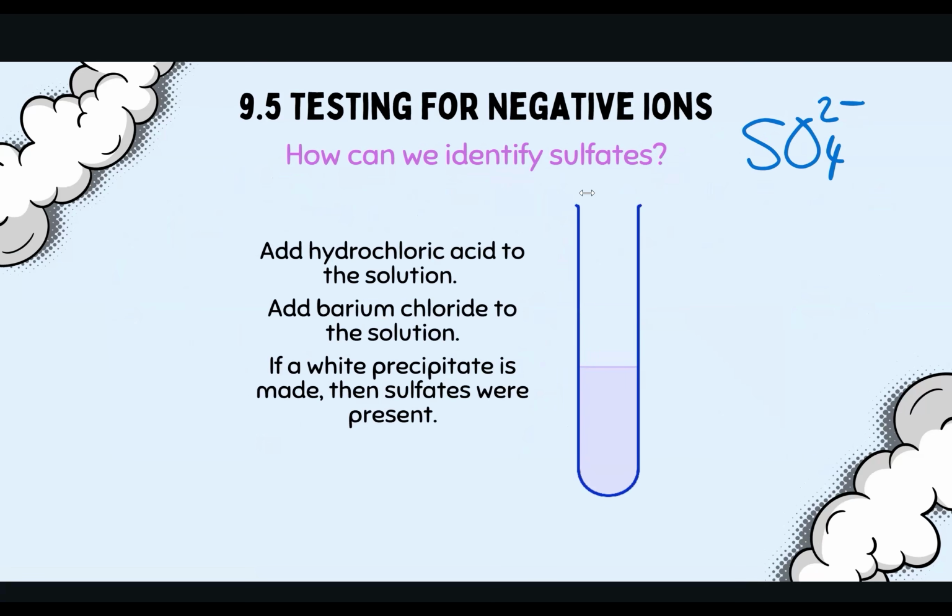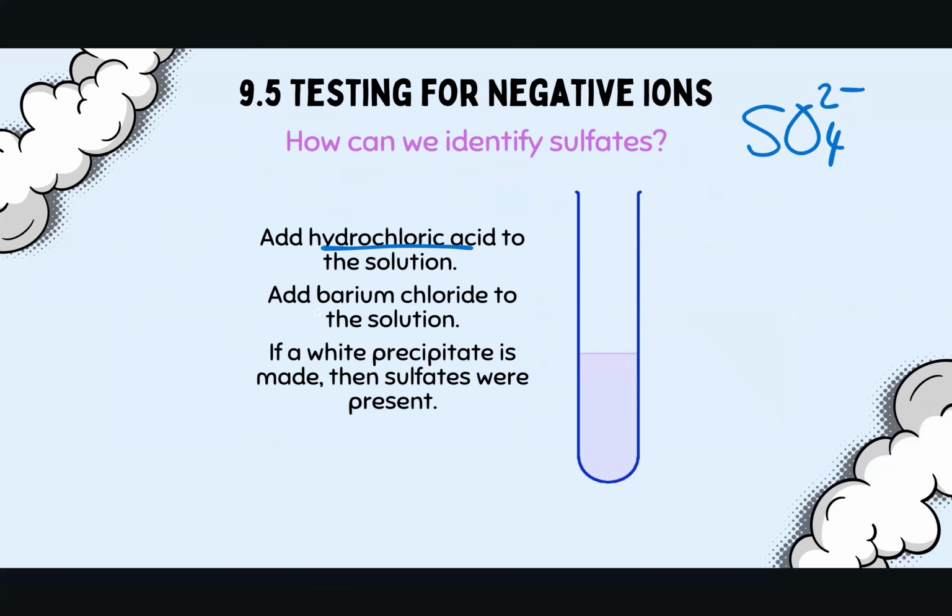So what we would do here, we add hydrochloric acid, then we add barium chloride. If a white precipitate is made, then it contains sulfate. So simple as that. You add your unknown substance, then you add hydrochloric acid, you add barium chloride, and if it turns white, it's SO4 2 minus.